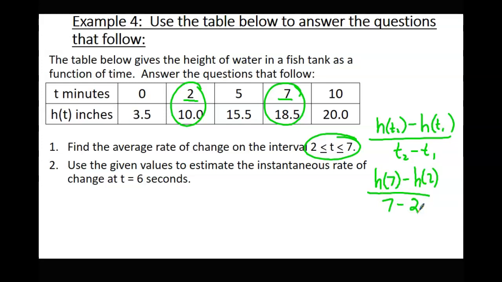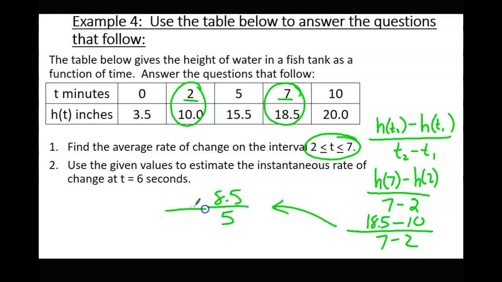And now, according to our table up here, h of 7 is 18.5. And h of 2 is 10. Continue my work over here. 18.5 take away 10 would be 8.5. 7 take away 2 is 5. And then I guess if we wanted to go a little bit further, we would get 1.7 as a final answer there.